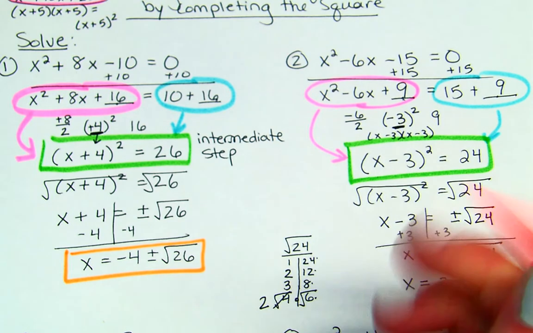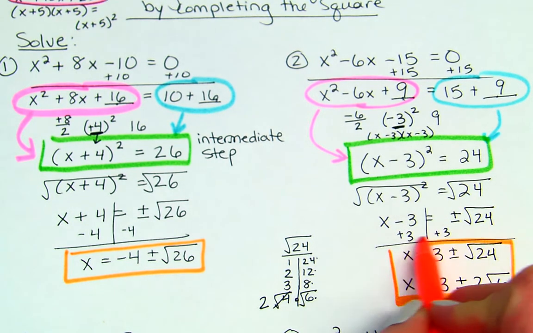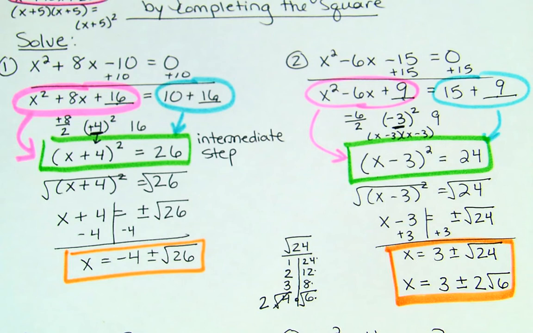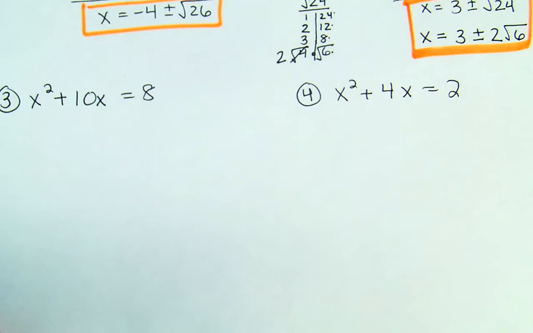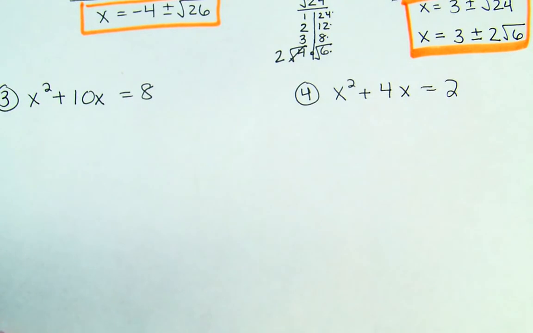Both of these are equivalents, it just depends on how simplified you want to get your answer. If I type 3 plus the square root of 24 in the calculator, I will get the same decimal as 3 plus 2 square roots of 6 in the graphing calculator. All right, if you would like to try 3 and 4 on your own, by all means.